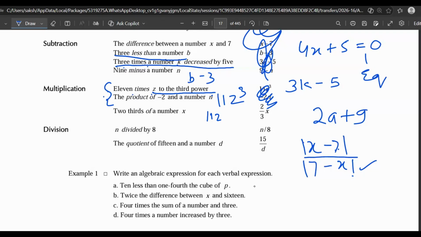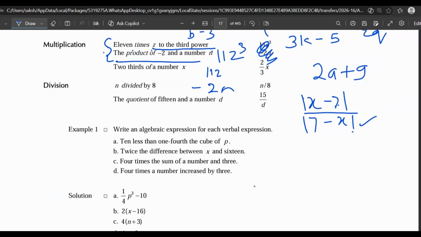Now, I hope the second one is clear. The product of 2 and a number n. So that's going to be negative of 2n, simply. Now, for division, they are going to use simple terms, n divided by 8. For this one, what should I write for n divided by 8? n upon 8. Yes, it's going to be n over 8. And if I have to write 8 over n, what statement should I give? 8 divided by n.